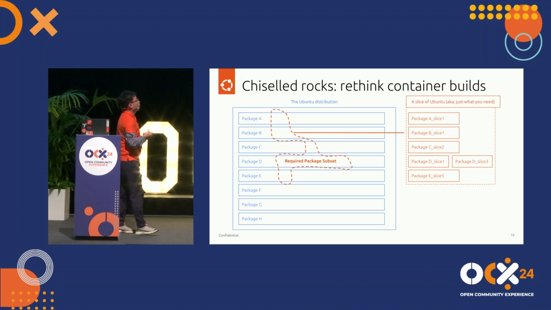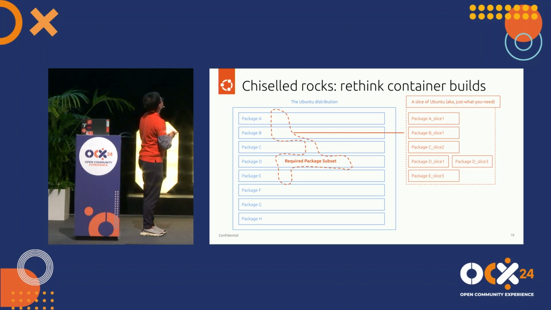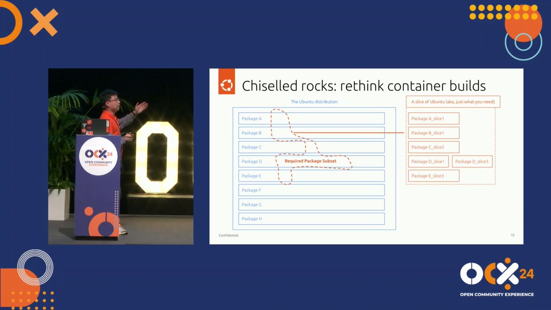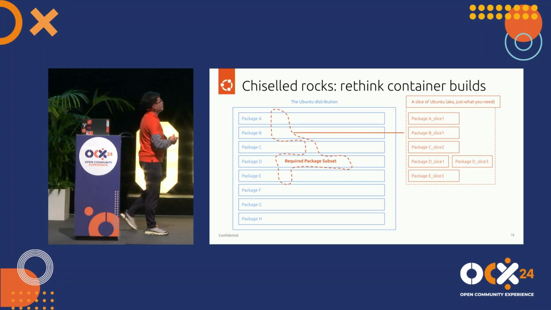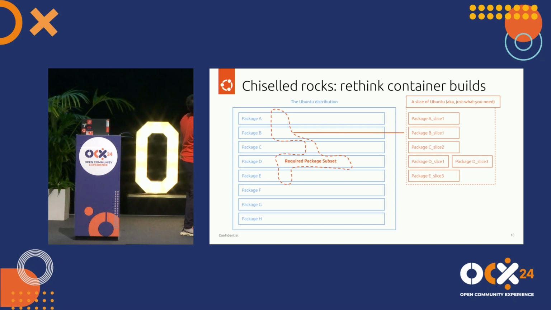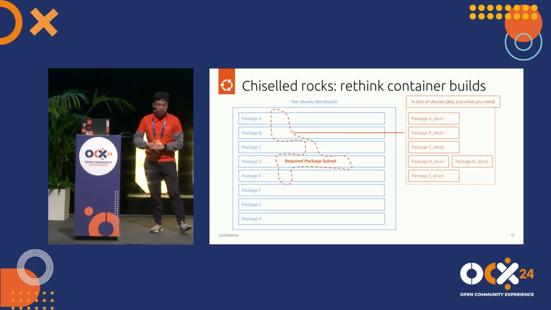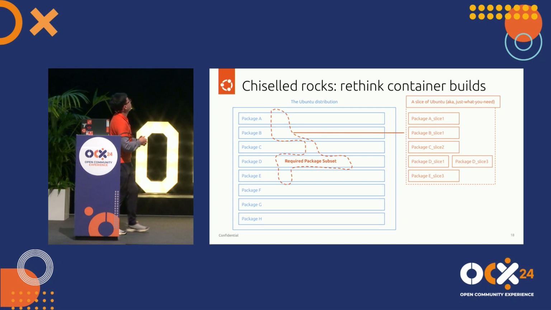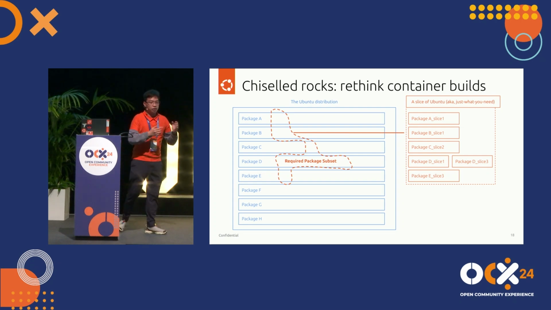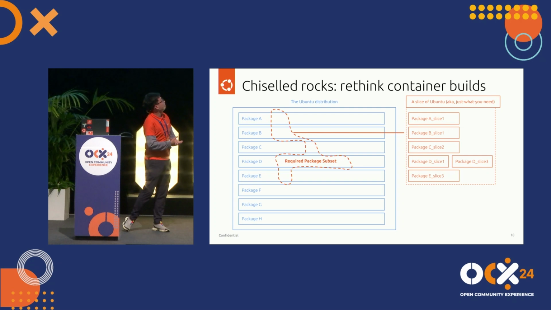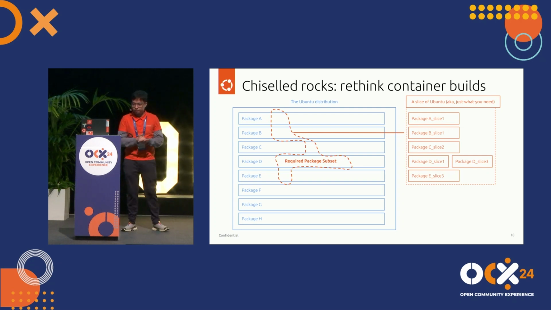Let's take an example of how we chisel. Suppose for an Ubuntu distribution, we have 8 packages installed. However, for the application or for the runtime environment, we only require some subset of the packages. Say we would like to have some slices from packages A, B, C, D, and E. And with Chisel, the resulting file system only consists of the files that are necessary.